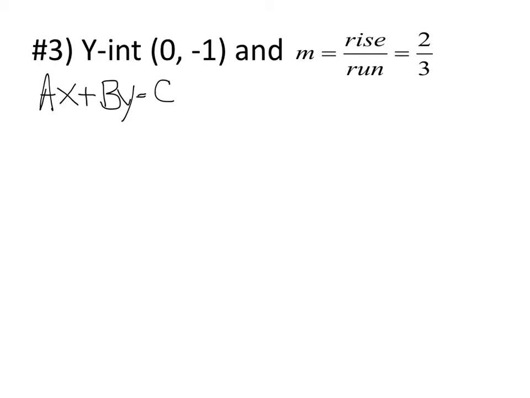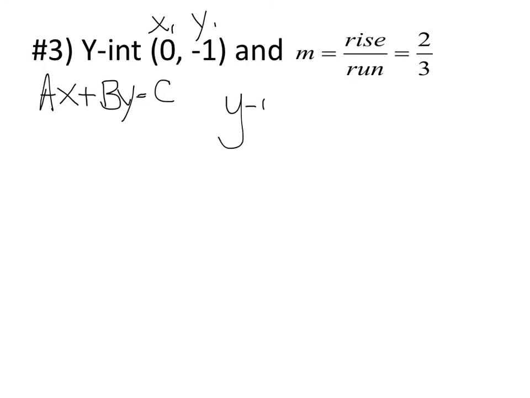you can do one of two things. You can plug into slope-intercept form, because I have the slope and the intercept, or you can plug into point-slope form and go that way. I'm going to always do it that way, so I'm consistent, because the point-slope form will always work. So I'm going to stay consistent so you guys don't get confused.